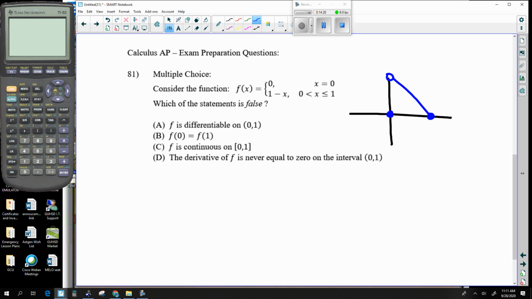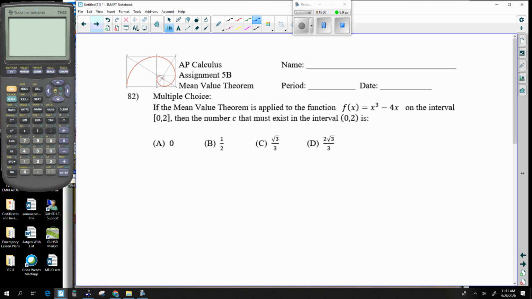Okay, is it differentiable from 0 to 1? Yeah, it's a straight line. f of 0 is equal to f of 1? Yeah, f of 0 is 0, f of 1 is 0. That one's correct. It's continuous on 0 to 1? No, it's not continuous. Look at this. There's a hole. No. The derivative of f is never equal to 0 on 0 to 1? No, because the derivative is all equal to -1. So yeah, it's never equal to 0. So that would be technically true. Okay, yeah, C.